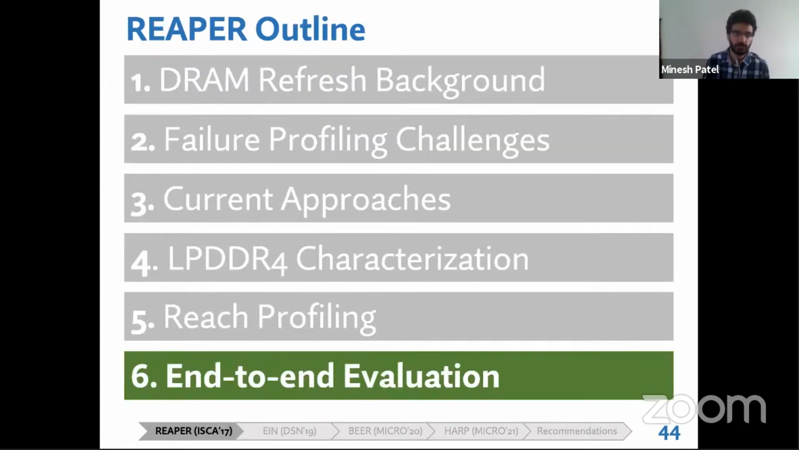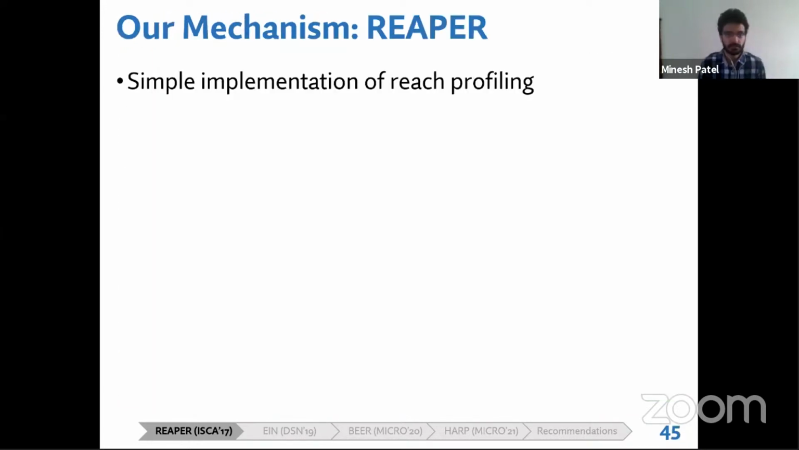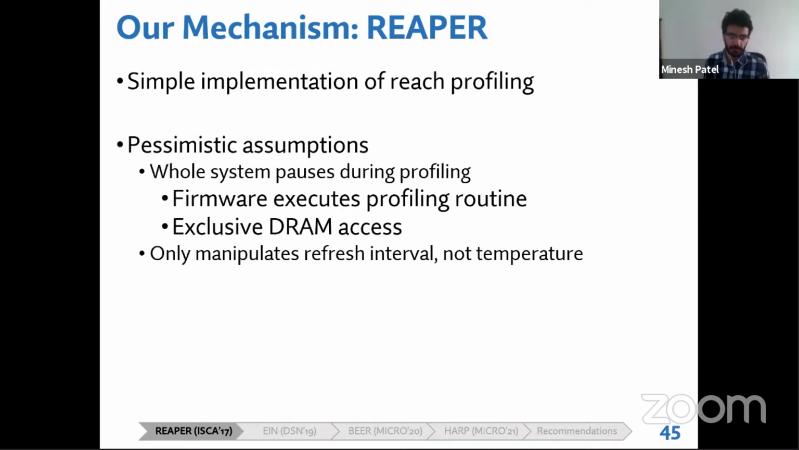So finally, I'll move on to our end-to-end evaluations. We evaluate Reaper, which is our simple implementation of reach profiling. Reaper makes a number of pessimistic assumptions. First, it assumes that the entire system pauses during profiling, and so no useful work gets done. This means that the profiler has some sort of firmware that executes the profiling routine, and it has exclusive access to DRAM. So no other application can access DRAM while profiling occurs. And furthermore, we assume that Reaper can only manipulate the refresh interval and not temperature.